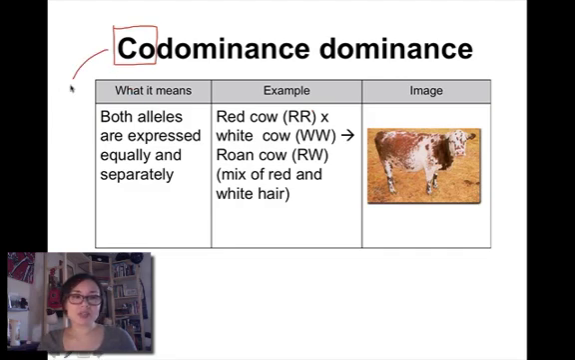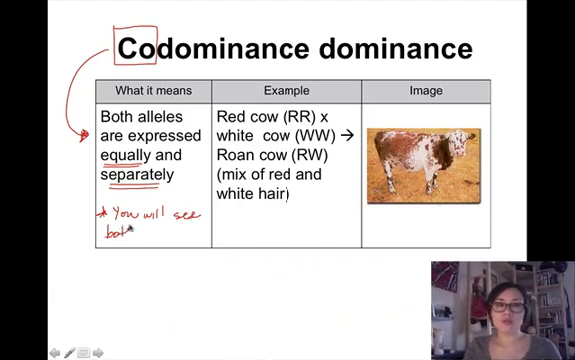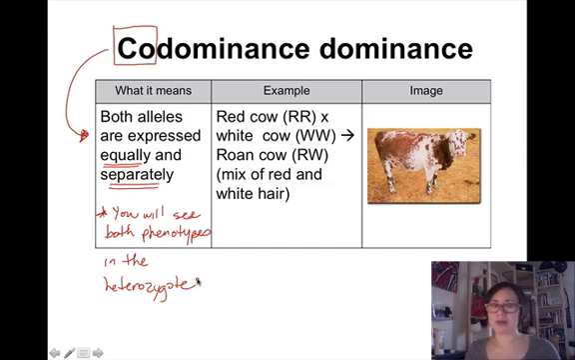So what's the definition? Here it is right here. Both alleles are expressed equally, but they are also expressed separately. So another way of saying it, you will see both phenotypes in the heterozygote. So let's talk about an example because that can be pretty tricky.